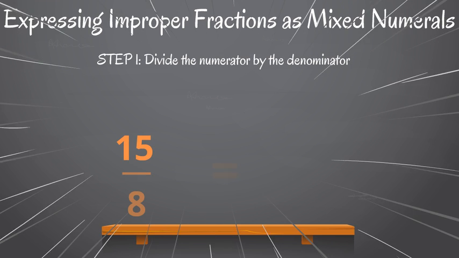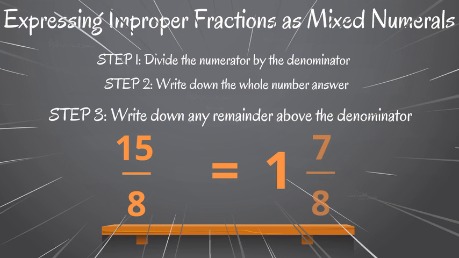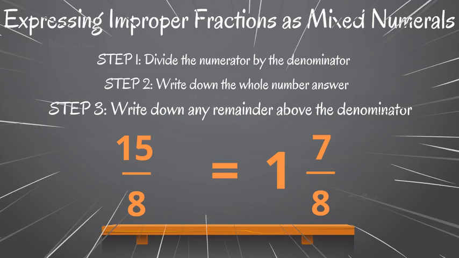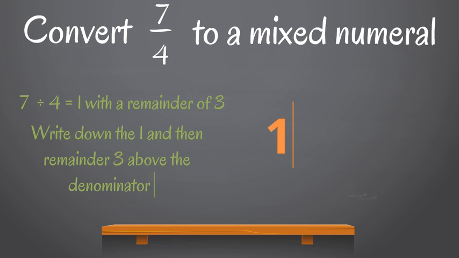First, we divide the numerator by the denominator, then we write down the whole number answer, and to conclude, we write down any remainder above the denominator. Let's have a go at converting 7/4 to a mixed numeral using these steps. 7 divided by 4 equals 1 remainder 3. This means we have 1 whole, so we write down our 1 whole answer and then the remainder above the denominator, just like this.